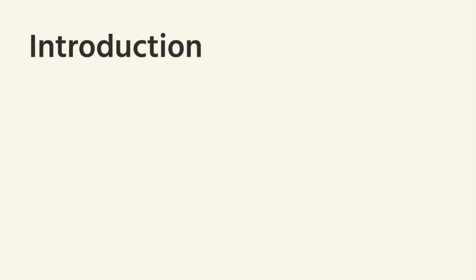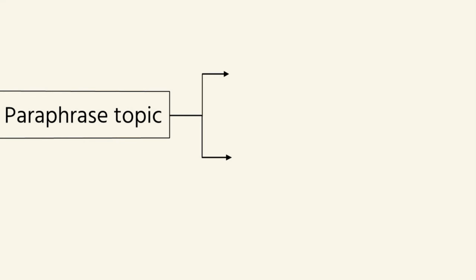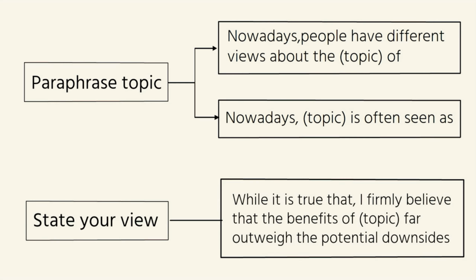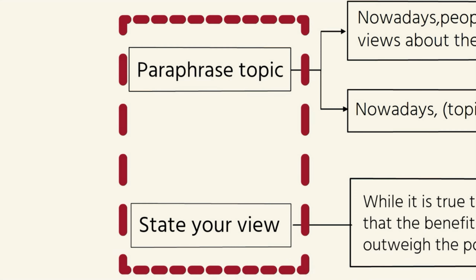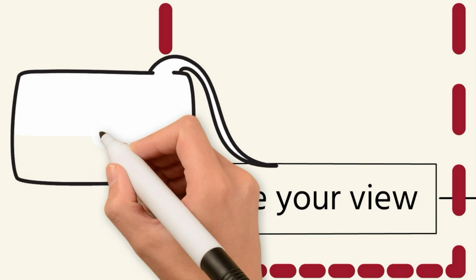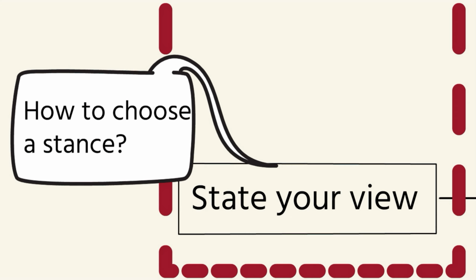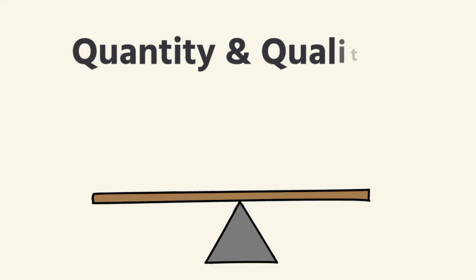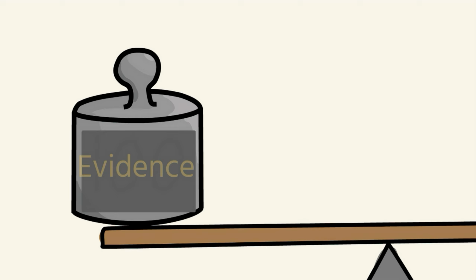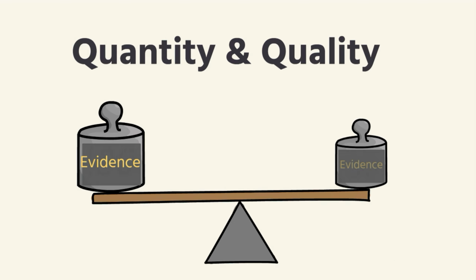First, the introduction paragraph. For now, let's focus on the first half of the flowchart. The main goal of the introduction paragraph is to restate the topic and present your viewpoint. Then the question arises: how to choose a stance? It varies from person to person. My approach is to decide based on the quantity and quality of supporting details, choosing the side with the most persuasive evidence. Additionally, I consider which viewpoint aligns better with mainstream values.